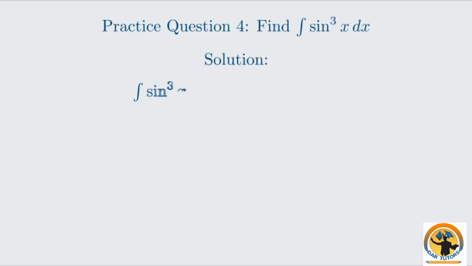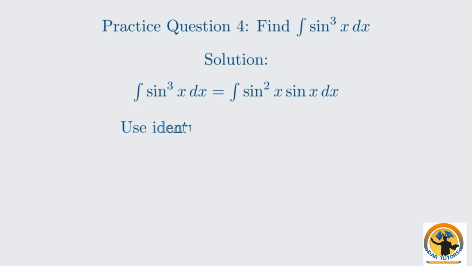Let's move on to our fourth practice question, which combines substitution with a trigonometric identity. Find the integral of sine cubed x. When you have an odd power of sine or cosine, the strategy is to split off one factor and use the Pythagorean identity. Here, we'll split off one sine x. We can rewrite sine cubed x as sine squared x times sine x.